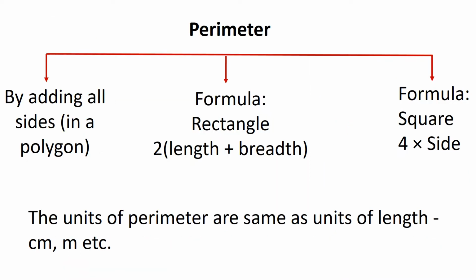You know what is a perimeter. The length of the boundary of a shape is called its perimeter. You can find the perimeter either by adding all sides of a polygon or by using the formula. The units of a perimeter are same as units of length, that is centimeter, meter, etc.